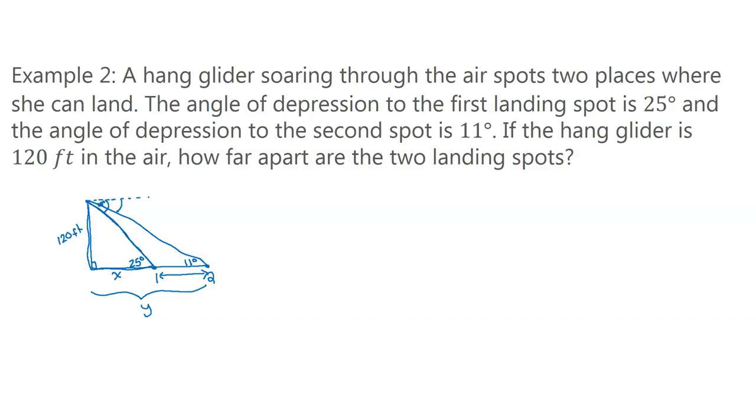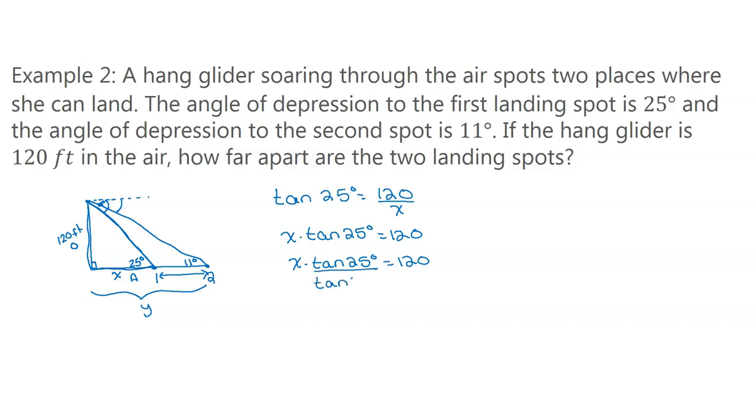The 120 feet is across from the angle, so that's opposite, and x is the adjacent. So we'll use tan. Tan 25 equals 120 over x. So I'm going to cross multiply. And then I'm going to divide. So my calculator, I'm going to put in 120 divided by tan 25. And when I do that, I get 257.3.